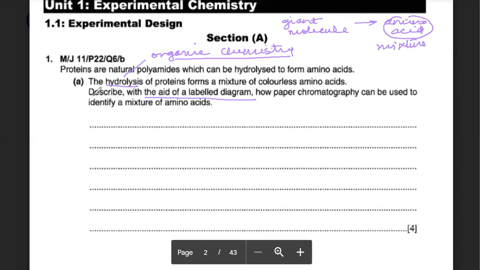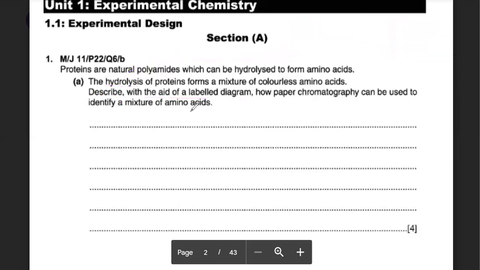Now they want us to perform the paper chromatography to identify the mixture of amino acids which is present. As I have already told you, chromatography is not a separation technique. मैंने आपको पहले बताया था, because you are performing this chromatography with small samples. So this is not a separation technique, but chromatography is an identification technique. This is not a separation technique.